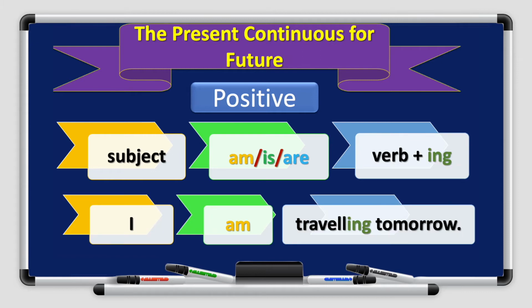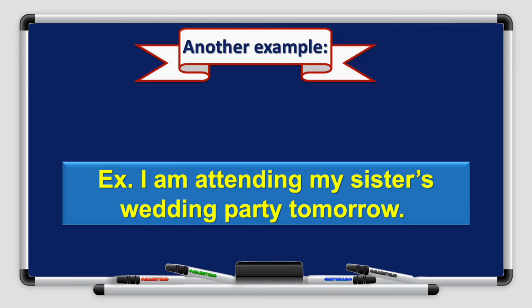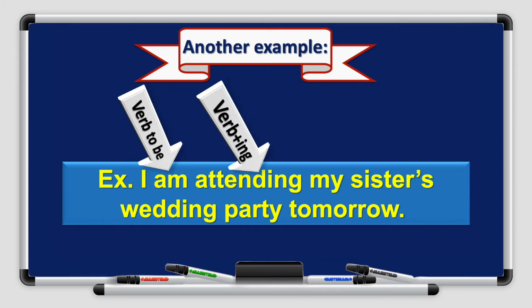Let's look at this example. I am traveling tomorrow. Did you see how we added ing to the verb here? Another example. My brother is arriving next week. So my brother takes the form is from verb to be. Arriving, we added ing to the verb arrive. Next week, it's in the near future. Another example. I am attending my sister's wedding party tomorrow. So this is another event happening in the near future. Can you locate the verb to be? Exactly, it is am in our sentence. What about the verb plus ing? Good job, attending. We added ing to the verb attend.